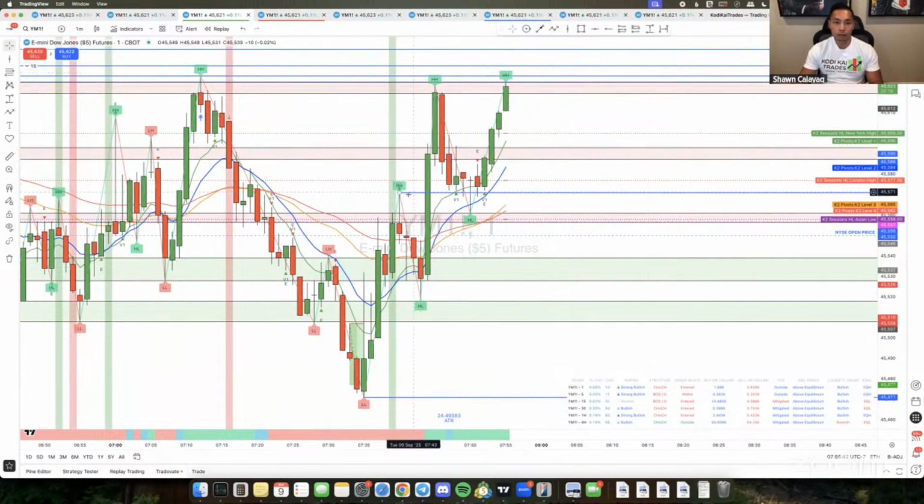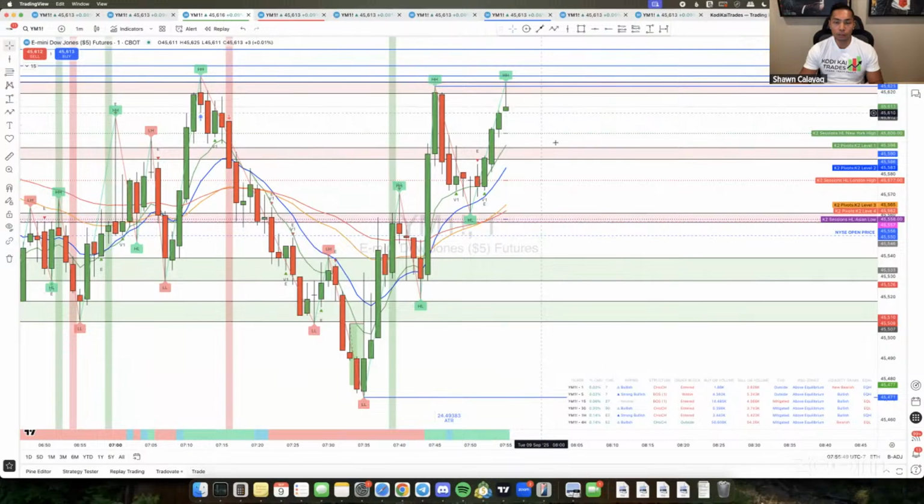So either way, this wouldn't have failed for me. There's another entry right here that's setting up, guys, if you're looking to take this here as a high-low break and retest. So we got this higher high right there.